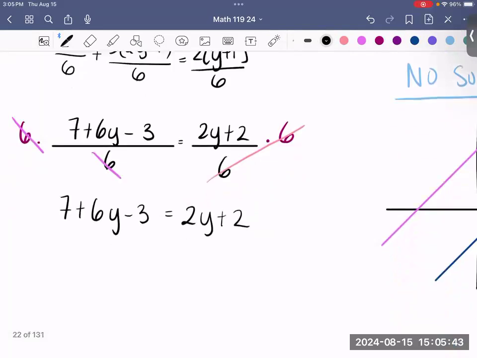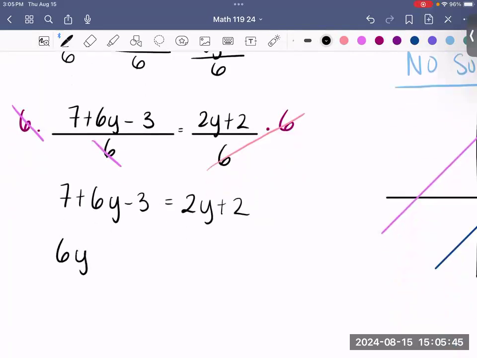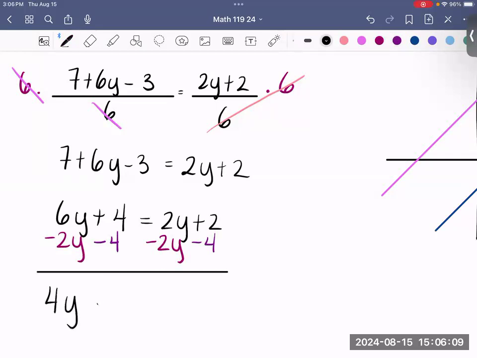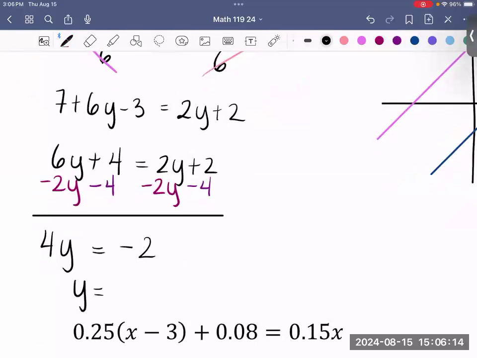Now let's go ahead and combine your like terms. We have 6y plus 4 is equal to 2y plus 2. And we're solving for y here, so getting y alone to one side. It's much smarter to bring this 2y over to the other side, and then subtracting 4. So you're left with 4y is equal to -2. So y is equal to -2/4, or again, -1/2.